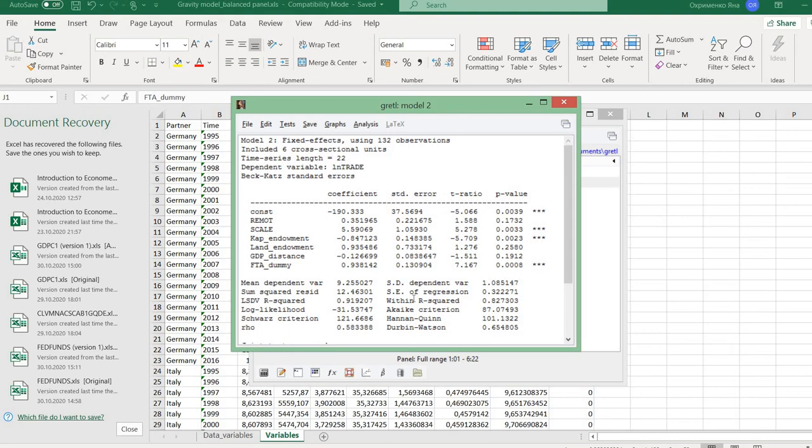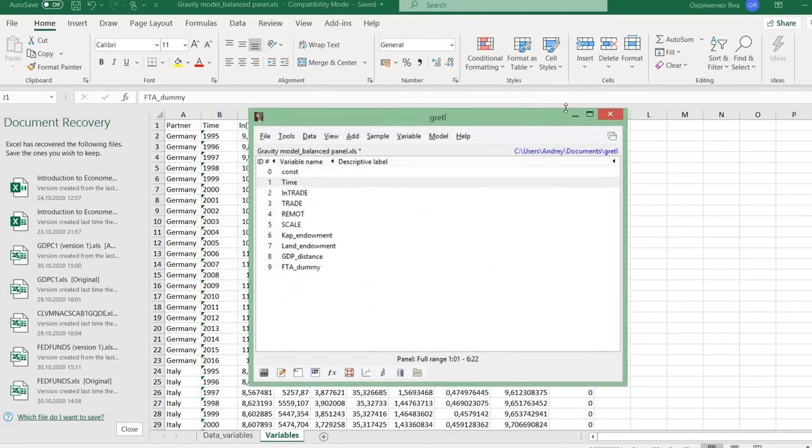So from this, capital endowment and GDP distance actually have a negative effect on the volume of international trade, against the neoclassical theory. The FTA dummy is positive, which indicates that after joining the European Union, the volume of international trade between Poland and European Union countries has increased, and so on. Okay, so basically it's up to you.